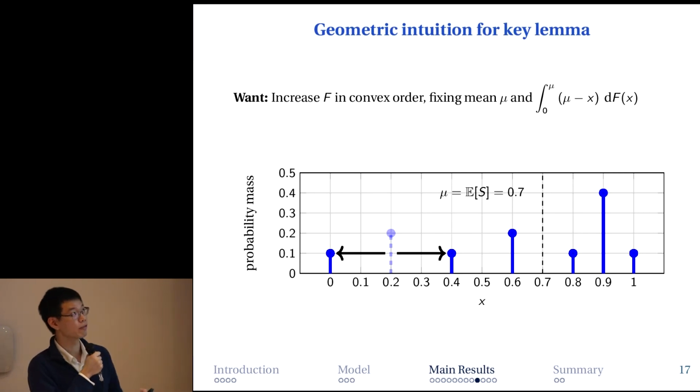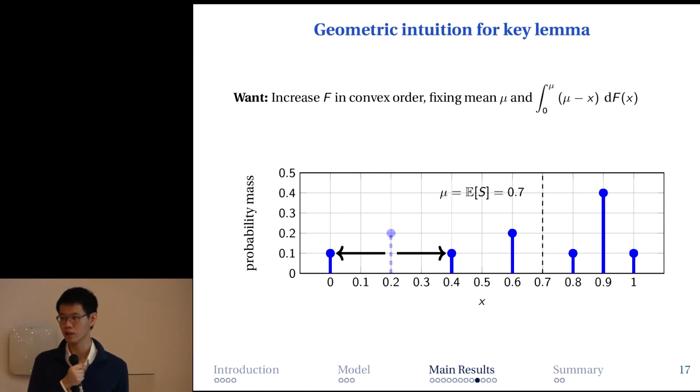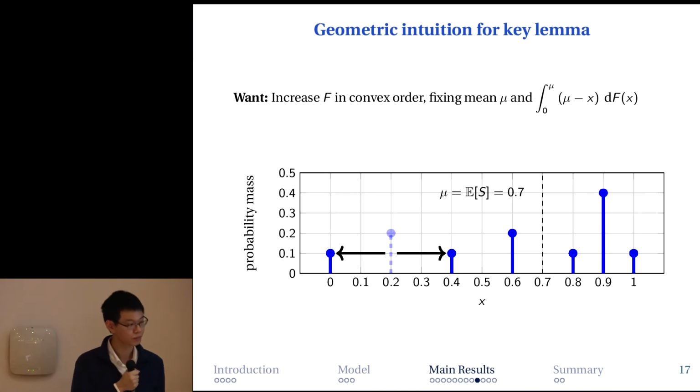So this procedure, obviously, fixes the mean of the distribution. It fixes the second integral because none of these pieces have crossed the boundaries. And finally, it also increases the distribution in the convex order. The intuitive way to see this is that this procedure increases the variability of this distribution, and that happens to increase the distribution in the convex order as well.